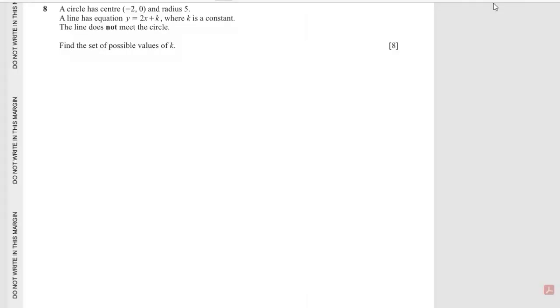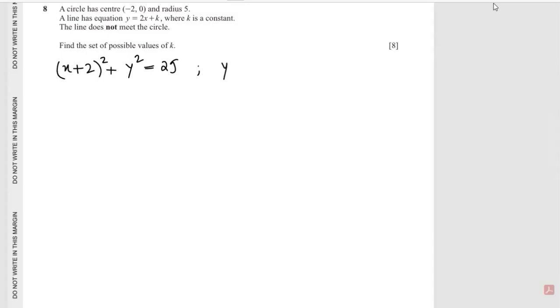Question 8. A circle has center (-2, 0) and a radius 5. A line has the equation y equals 2x plus k, where k is a constant. The line does not meet the circle. Find the set of possible values of k. So first you need to write the equation of the circle, (x plus 2) whole squared plus (y minus 0) squared, so you can just write y squared, equals r squared, so 25. So learn how to write the equation of a circle given the radius and the center.